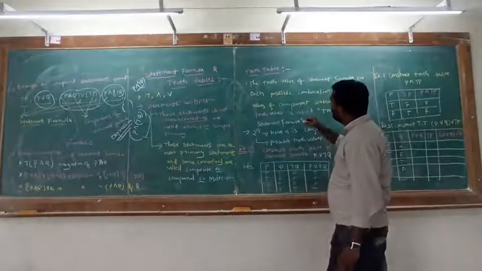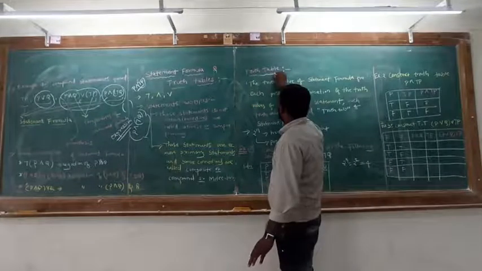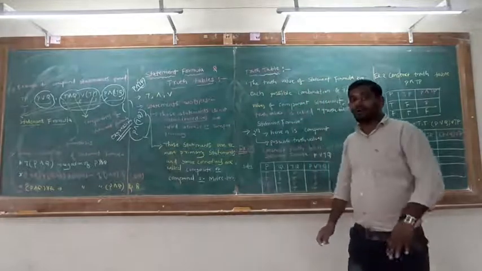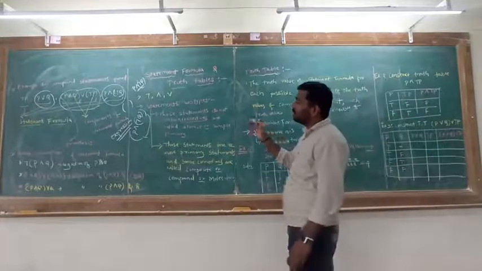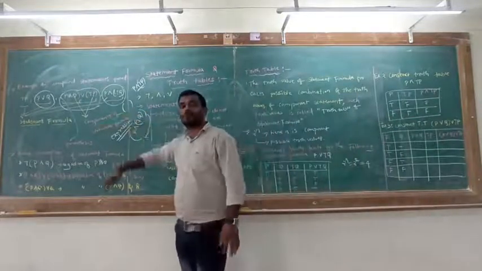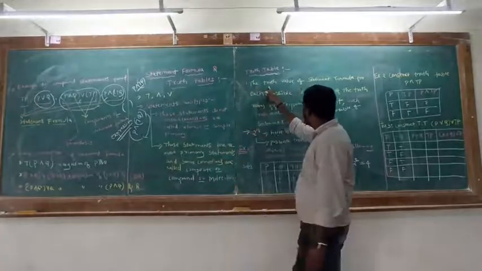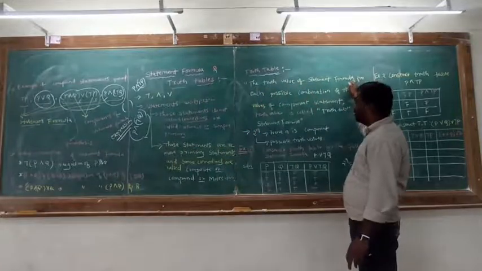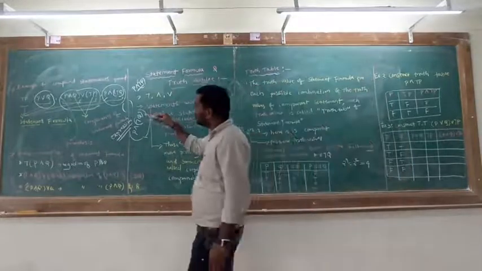Next, the truth table. What is the truth table here? How do we generate the truth table of this statement formula? See here the truth value of the statement formula, whatever statement formula we have.